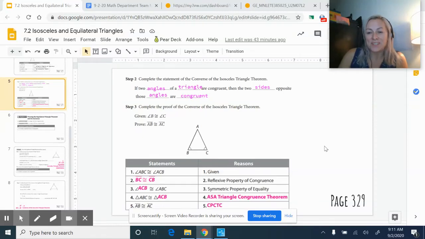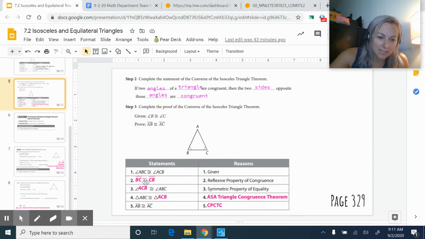Hi guys, so here's video 2 for lesson 7.2, isosceles and equilateral triangles. We left off on this slide, and what I did is I brought in the pieces in pink that go into that table. So going through this proof, the statement, I'll restart.